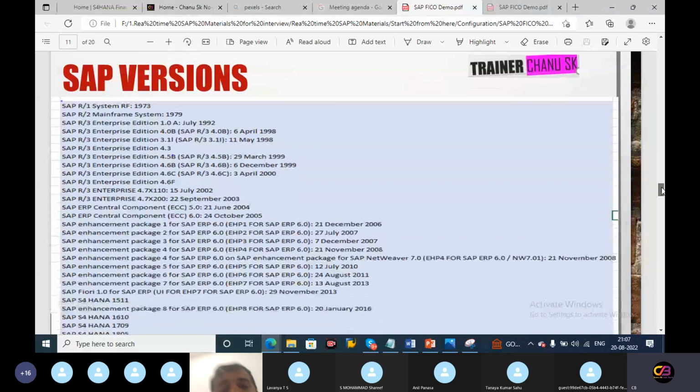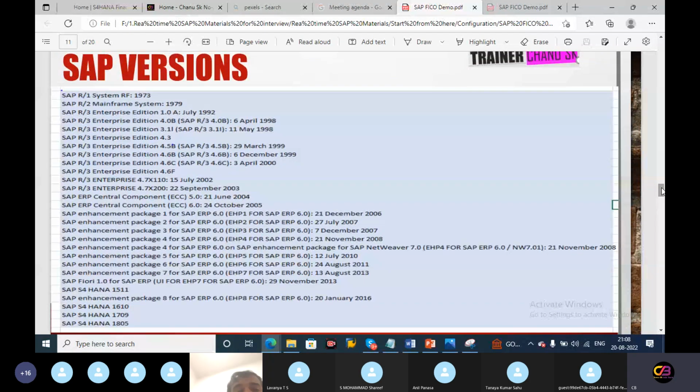So SAP has launched so many versions. Initially SAP came up with one version, that is R1. R means real time, 1 means one server. SAP was started in 1972 with only one server, and R1 is from 1973. Okay, so you can have a look at over here.